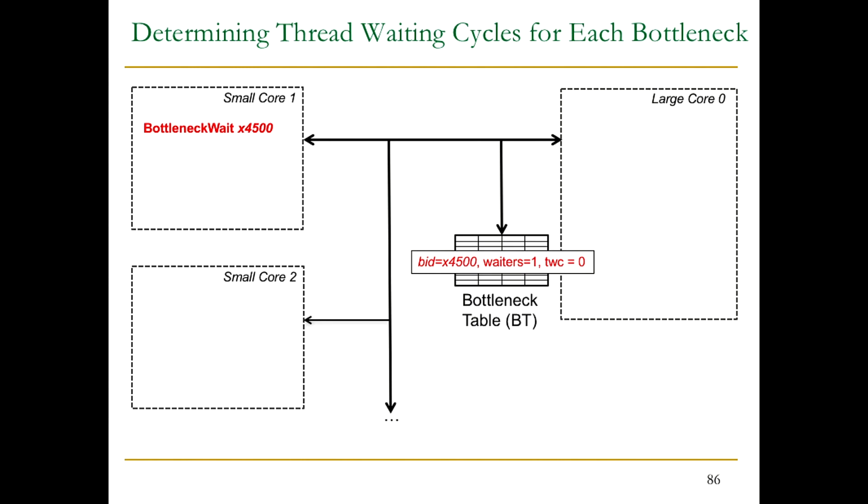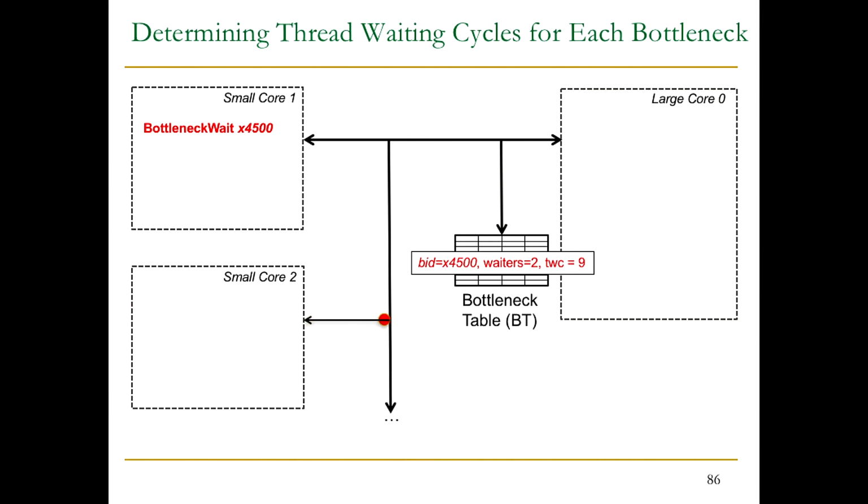You could, again, do this counting every cycle or every n cycles. There are a lot of design choices here. And while the core is waiting, it keeps incrementing the bottleneck ID's thread waiting cycles. Now, another core starts waiting. The waiters becomes 2, so you increment thread waiting cycles by 2 every cycle. You can aggregate all of these increments, of course.